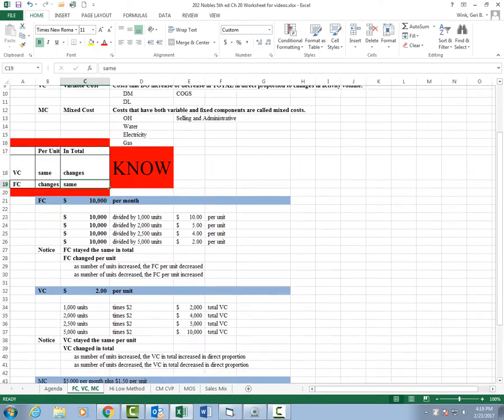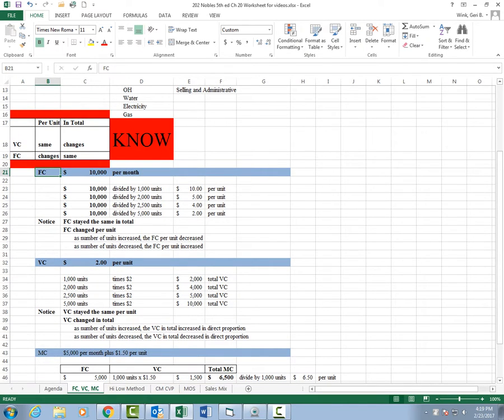So let me show you how it works. Let's start with fixed cost. If the fixed cost is $10,000 per month and we produce 1,000 units, that's going to be $10 per unit. If we have $10,000 per month and we make 5,000 units, then the cost will be $2 per unit. So I want you to notice that the fixed cost stayed the same in total, but it changed per unit.